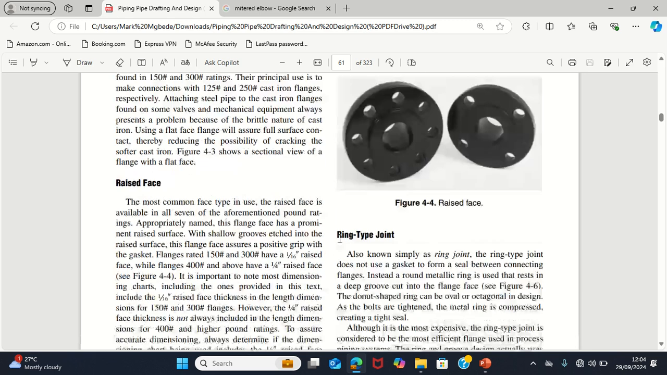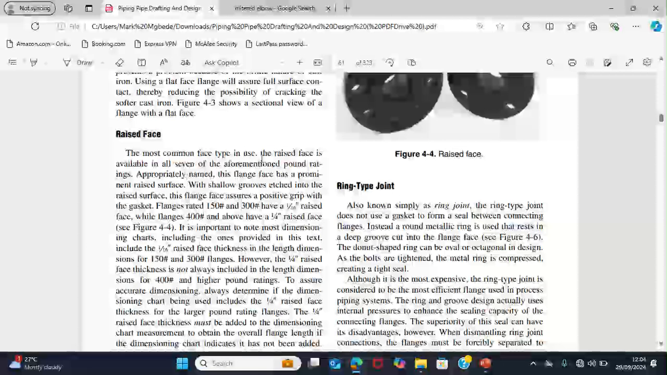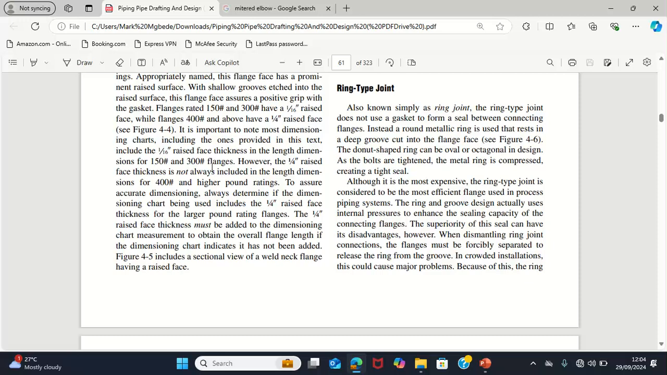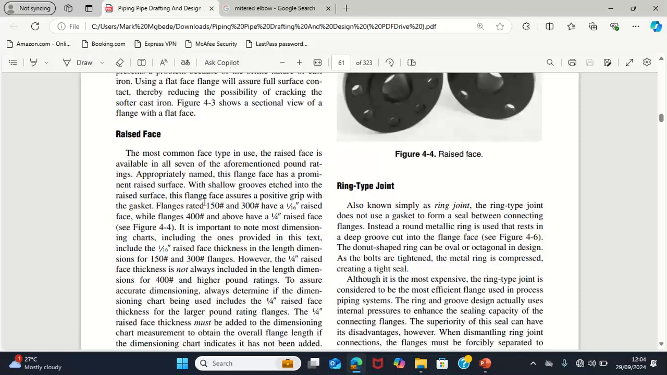But the raised face is a type of flange that has a raised, extruded surface on each flange, that gives a proper flange to flange connection. This one gives a better flange bond and seal than the other one, and it is readily available, and it is affordable also compared to the ring type joint connection.